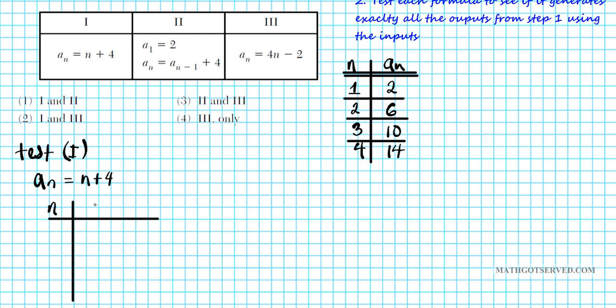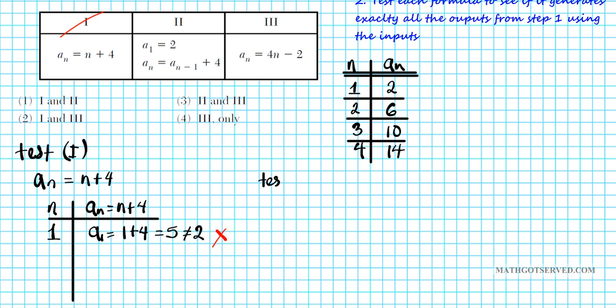All right, so here an is n plus 4. Let's start with 1. A1 is going to be 1 plus 4. You plug 1 in there, and then your output is going to be 5. Is that the output here when n was 1? The answer is no. 5 is not equal to 2, so that's a fail right there. That means that option 1 does not work. We advance to the next one, right?